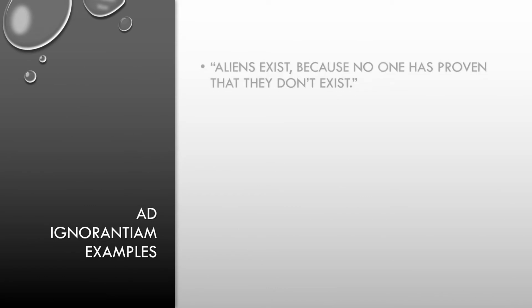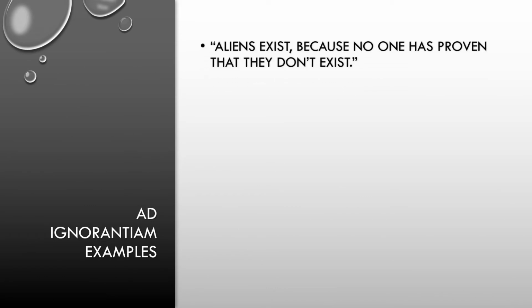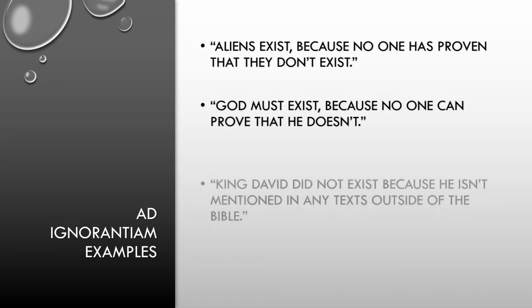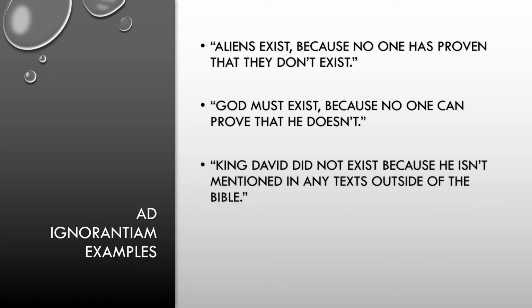Aliens exist because no one's proven that they don't. Or alternatively, aliens don't exist because no one's proven that they do. This one is still pretty popular. God must exist because no one can prove that he doesn't. Or King David doesn't exist because he isn't mentioned in any text outside the Bible.